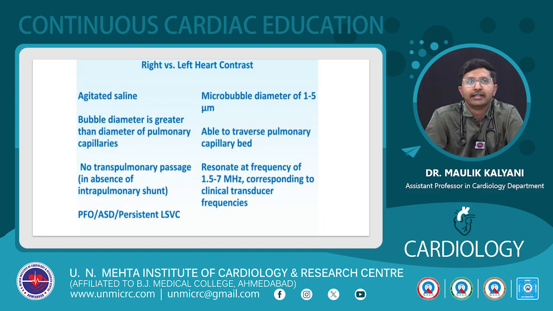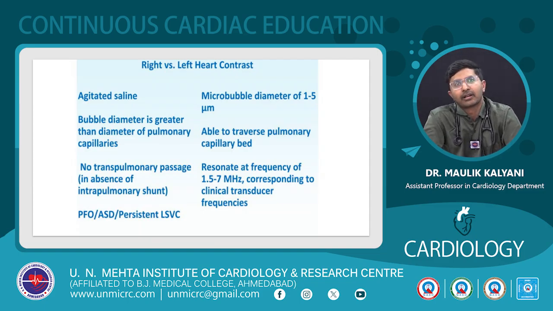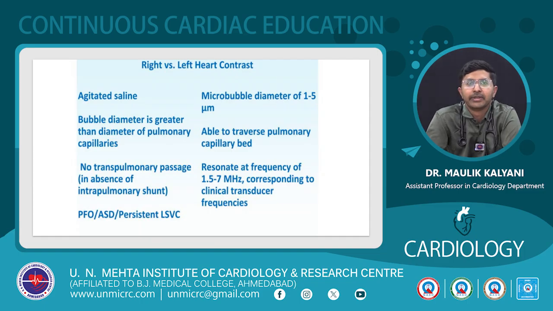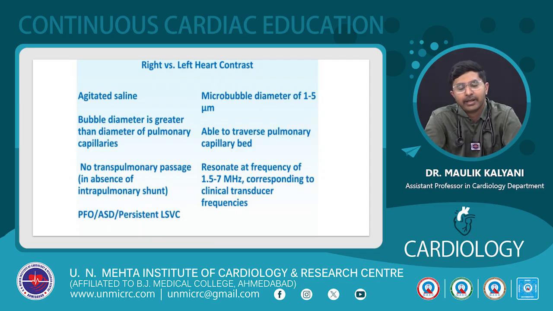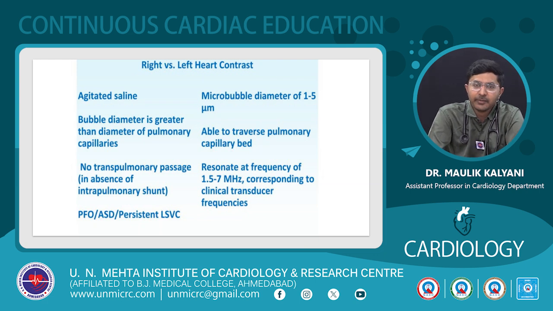Right-sided contrast is agitated saline, because the bubble diameter is greater than the diameter of the pulmonary capillaries, so it cannot traverse the pulmonary microcirculation. So without an intrapulmonary shunt or any shunt at the cardiac level, it cannot appear in the left-sided chambers like the left atrium, left ventricle or the aorta. It will help in diagnosing PFO, ASD, LSVC, etc. We will see this subsequently. For left heart contrast, we require commercialized microbubbles with a diameter of 1 to 5 micrometers, and they can also traverse the pulmonary capillary bed. So we can also image the left-sided structures with this ultrasound contrast.